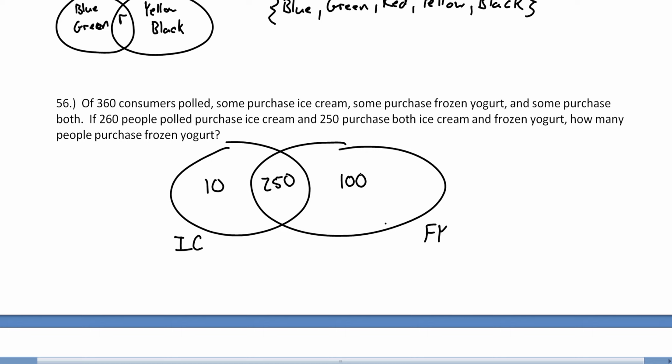The question, though, asks for who purchases frozen yogurt, which is everybody who's in this second circle over here. Okay? Not just the 100, but also the 250. So there's a total of 350 people that purchase frozen yogurt. Okay? If it asks for people who only purchase frozen yogurt, then it would be the 100. Okay? So you got to be really careful about the wording there. All right?